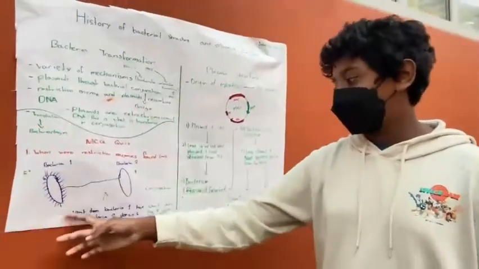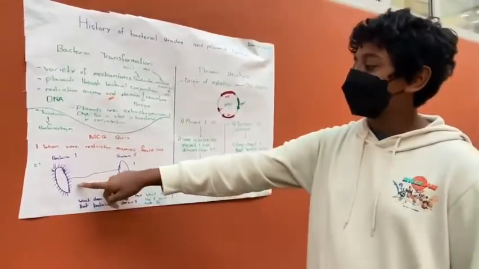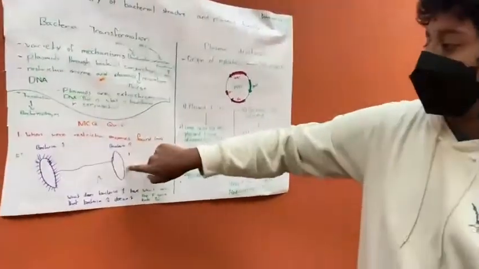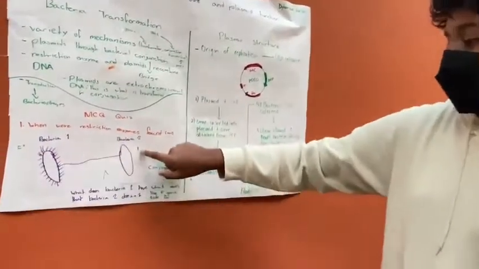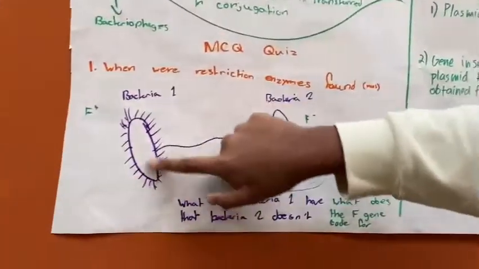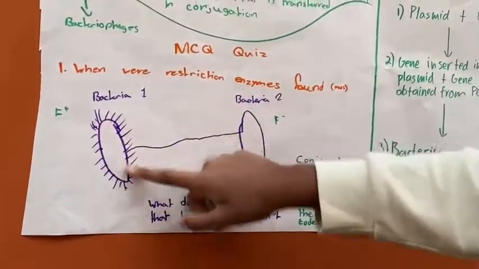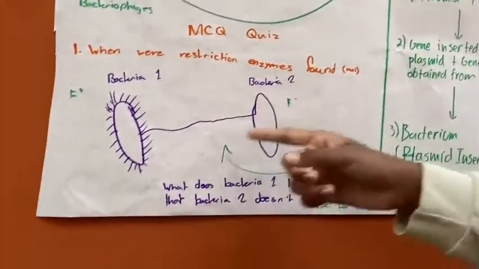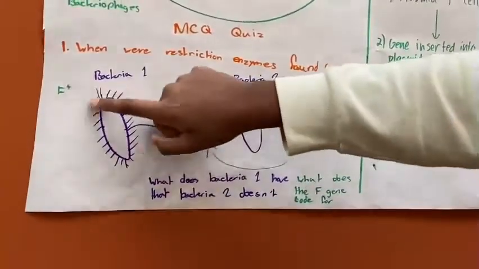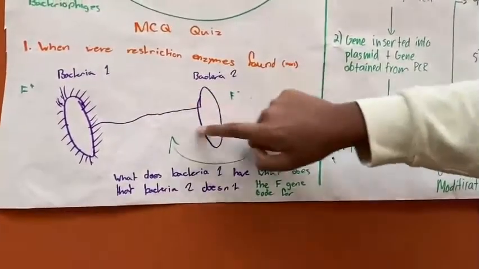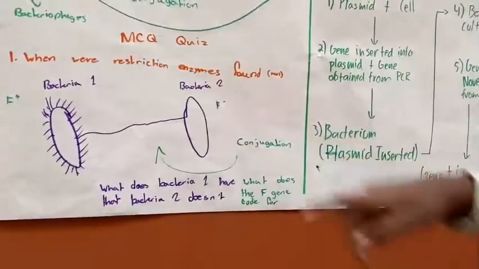And so this is the conjugation bridge. So this is bacteria 1, this is bacteria 2. This is the F plus gene and the F minus gene, and the F plus gene codes for these little hairs, the pili on the bacteria. And using conjugation, it can transfer this F plus gene to bacteria 2, so then it'll start growing hairs and pili.